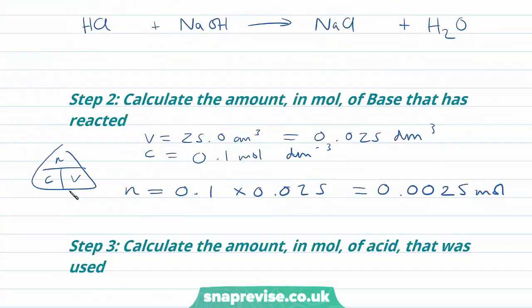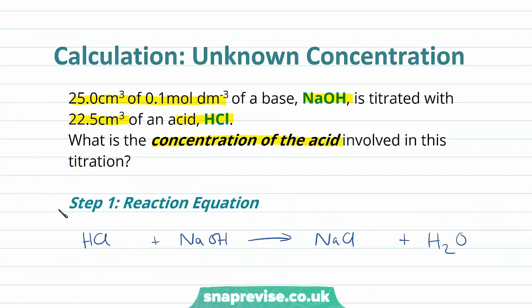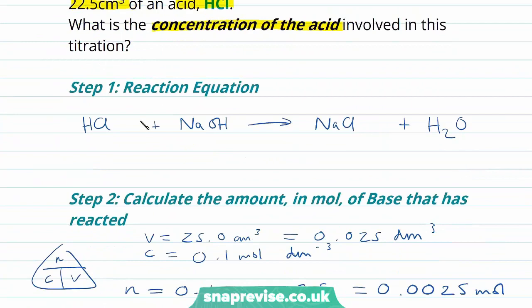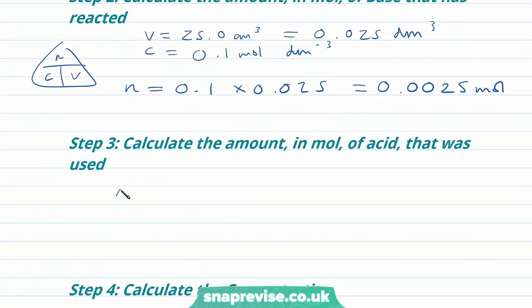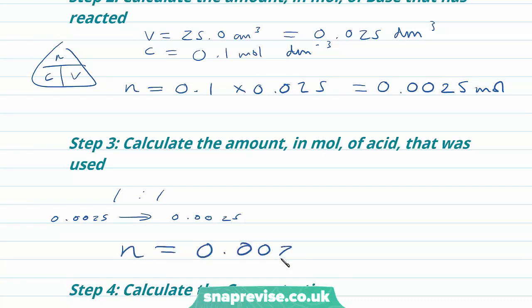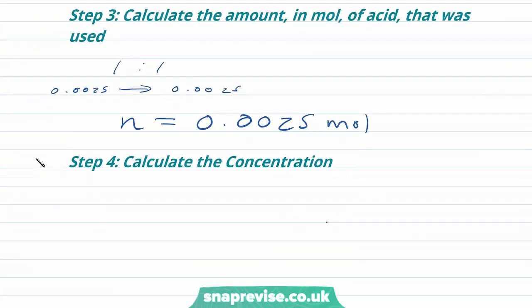Now to calculate the amount in moles of acid that was used. Looking at the reaction equation up here, we can see that 1 mole of hydrochloric acid reacts with 1 mole of sodium hydroxide. It's a 1-to-1 ratio. So 1 to 1 means that 0.0025 moles of our base will react with 0.0025 moles of our acid, meaning that the number of moles was 0.0025 moles.